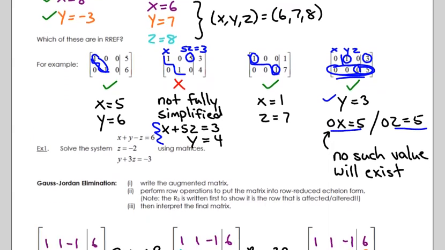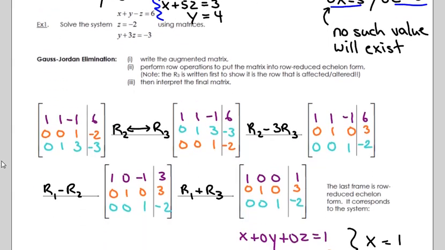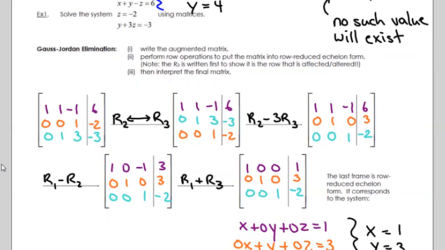Okay, so let's take a look at some examples. I've already pre-done them just to make it a little bit faster, so try to follow along. I'll try my best to go a little bit slower. Example number 1: solve the system, as in give me the point of intersection, using matrices. So we're going to try our best to use matrices.